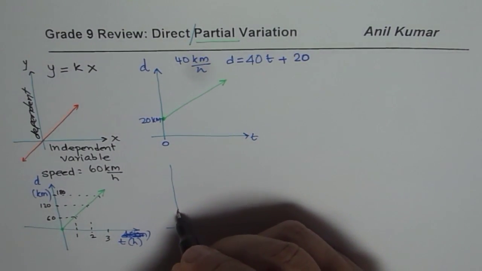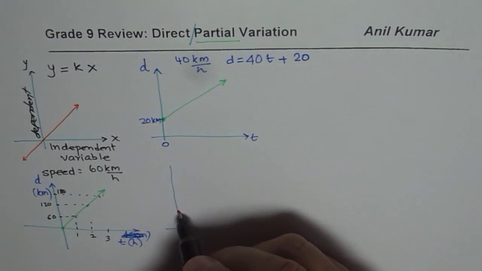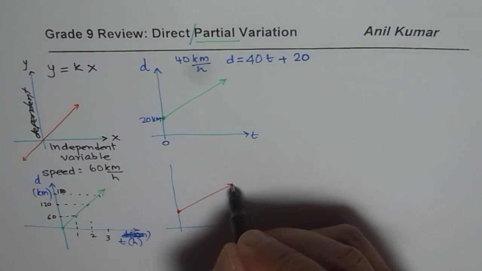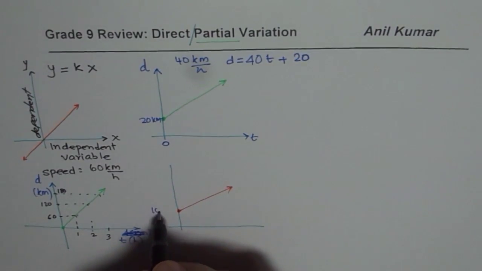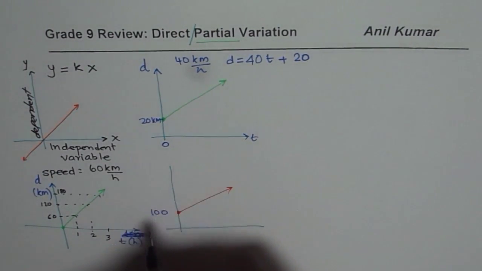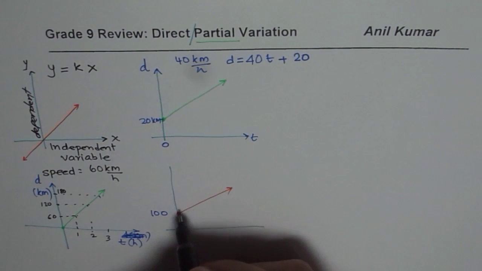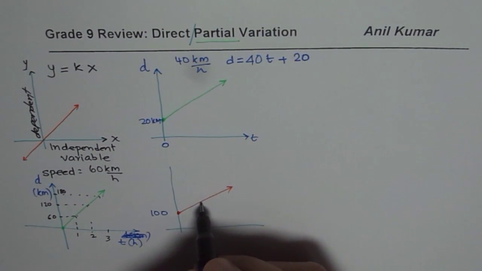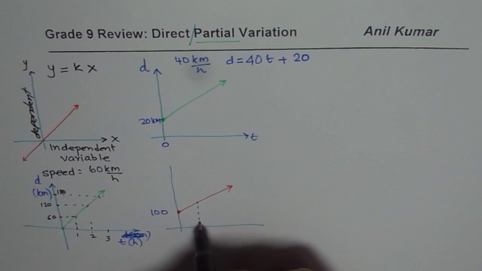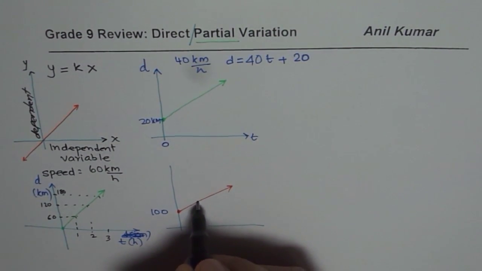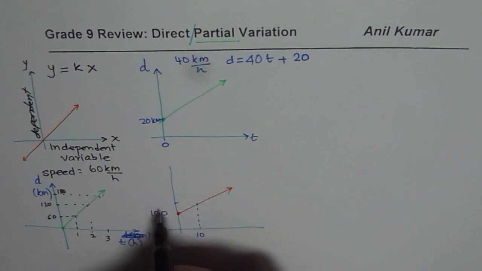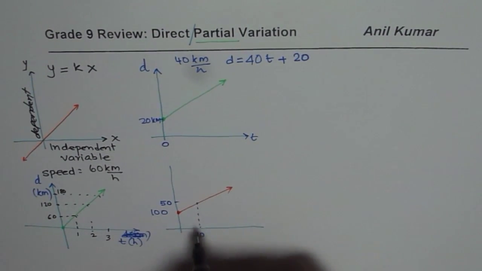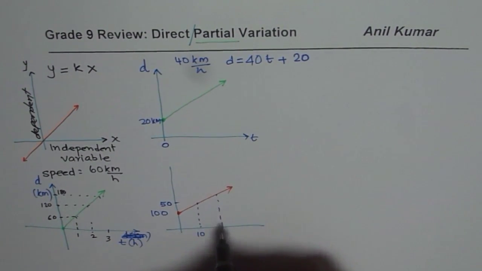Now to give you some more examples of partial variation, we could take the example of a banquet hall you want to book for a party. The banquet hall person says that they are going to charge you at least $100 for booking, right? And then based on the number of persons, they will charge you extra. So for every 10 persons, they charge $50 more.